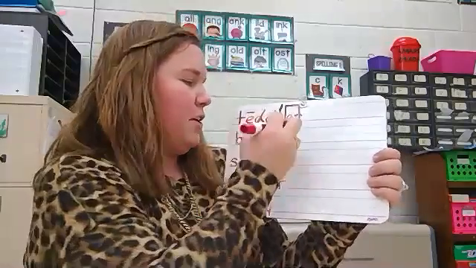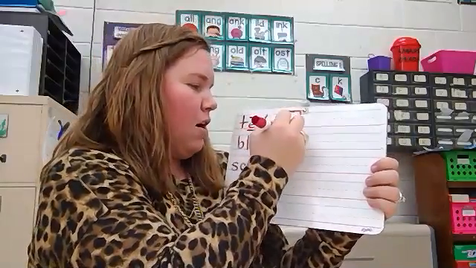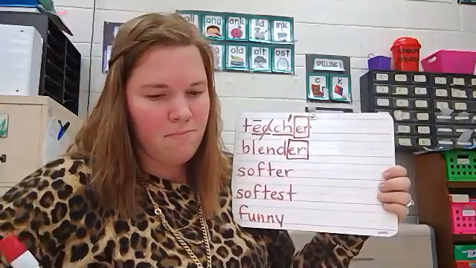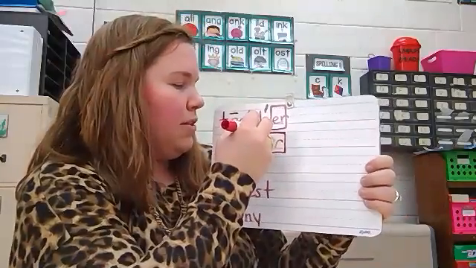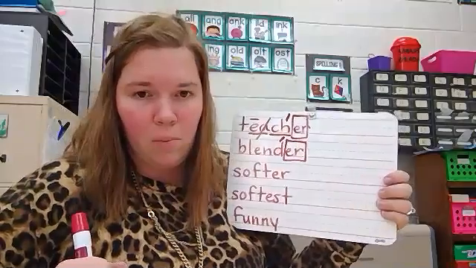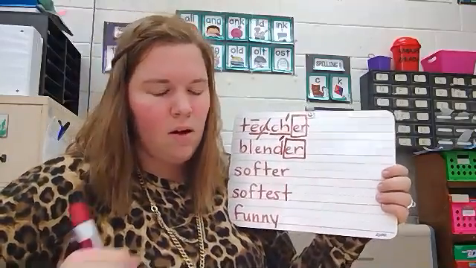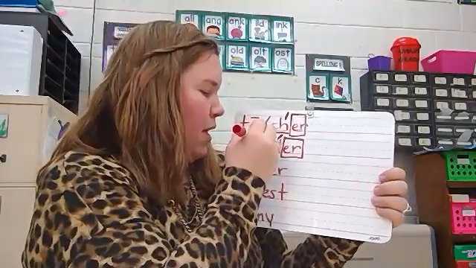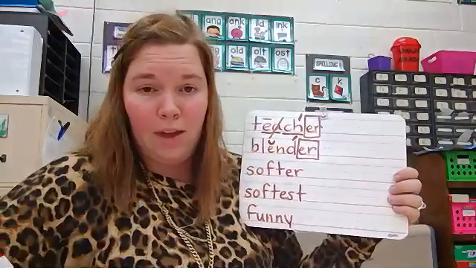Let's look at blender. We have suffix ER, put a box around it. Again, it's making its own syllable, so we'll put an accent mark. The only thing we need for blend is a breve above the E.